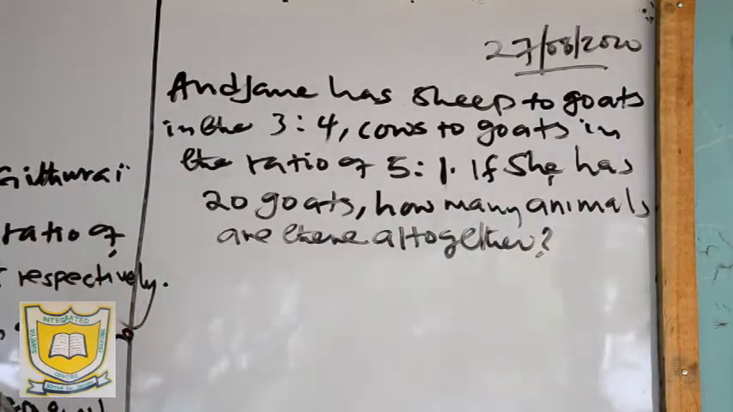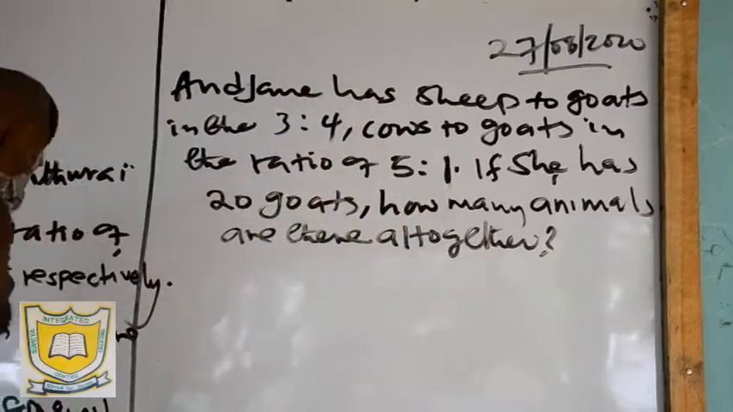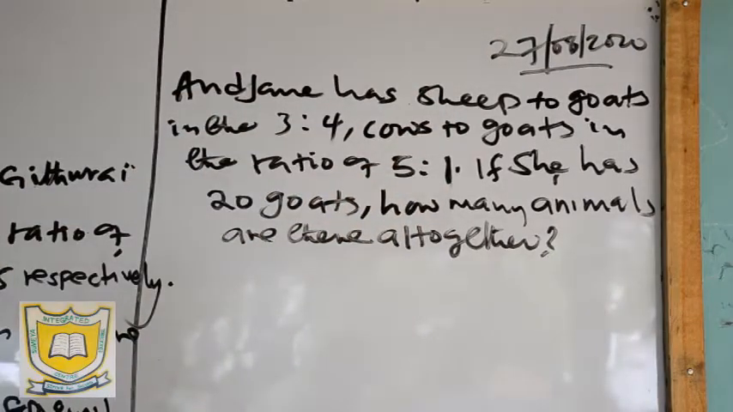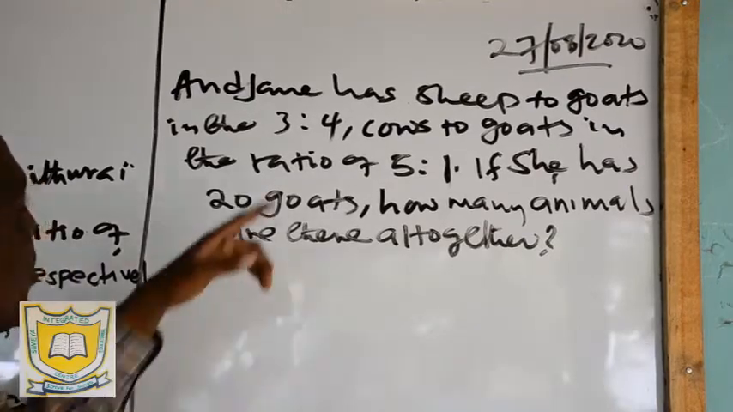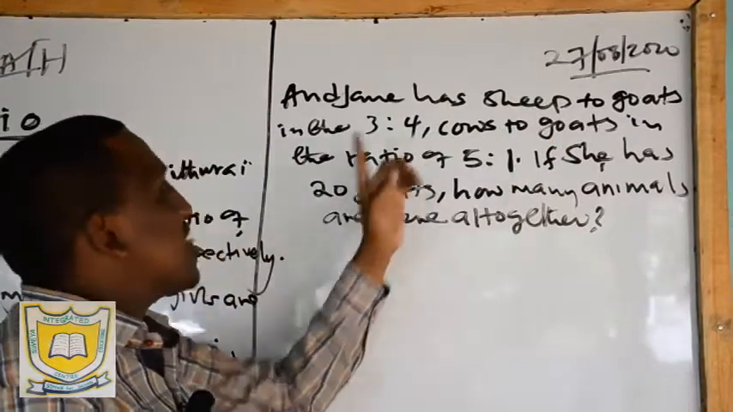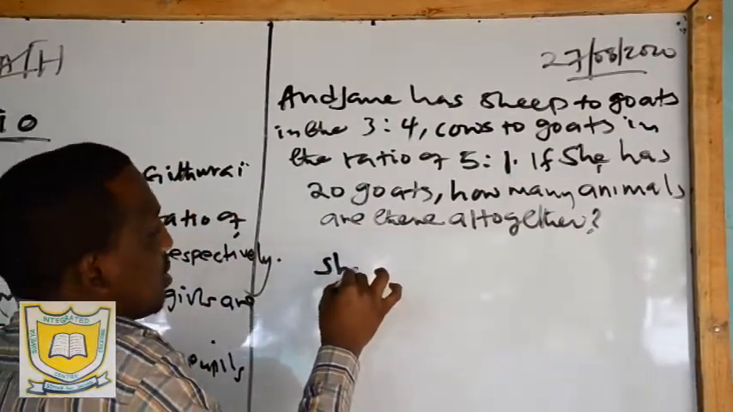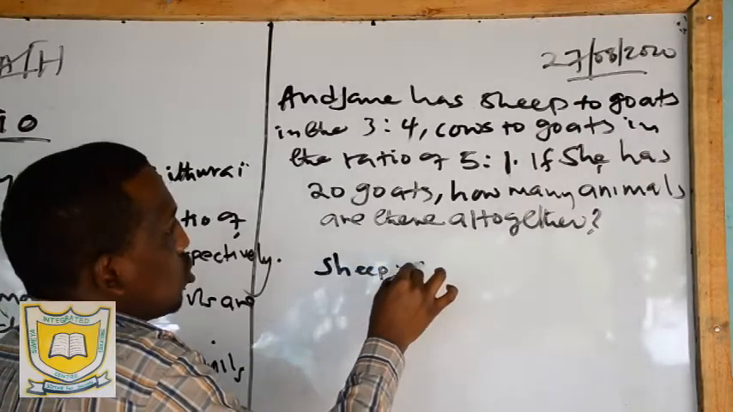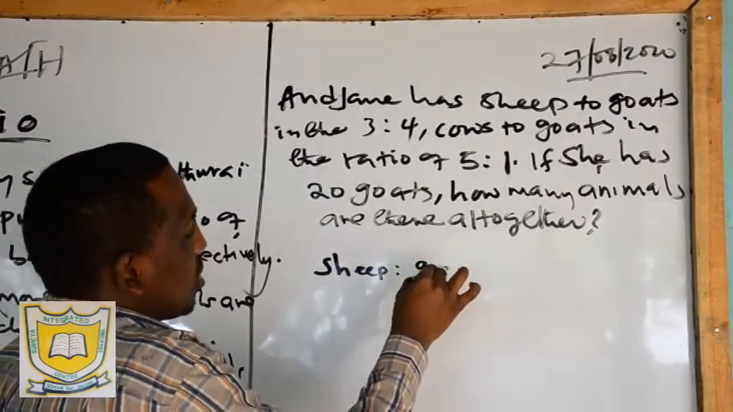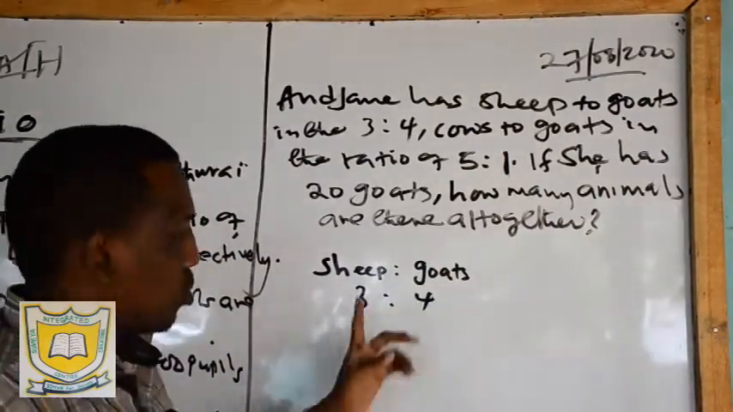How many animals are there altogether? Now, this one is different. It's a bit technical. So we have two ratios here, and it's very common in examinations. So you are told Anjane had sheep to goats in the ratio of 3 to 4. So we have sheep to goats in the ratio of 3 to 4. I say the first ratio belongs to the first item.